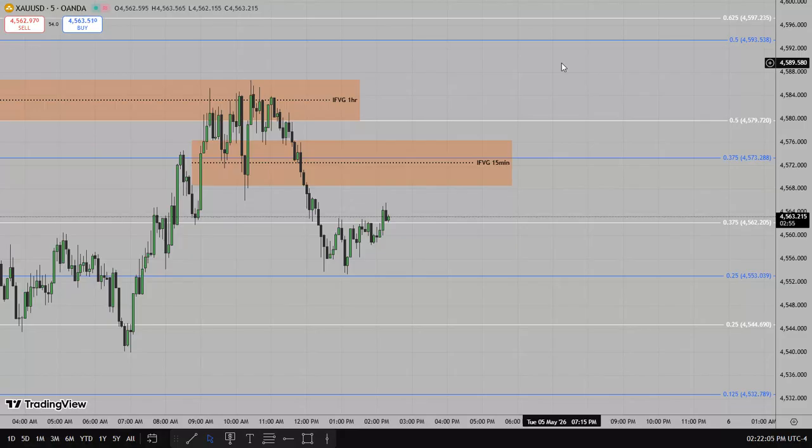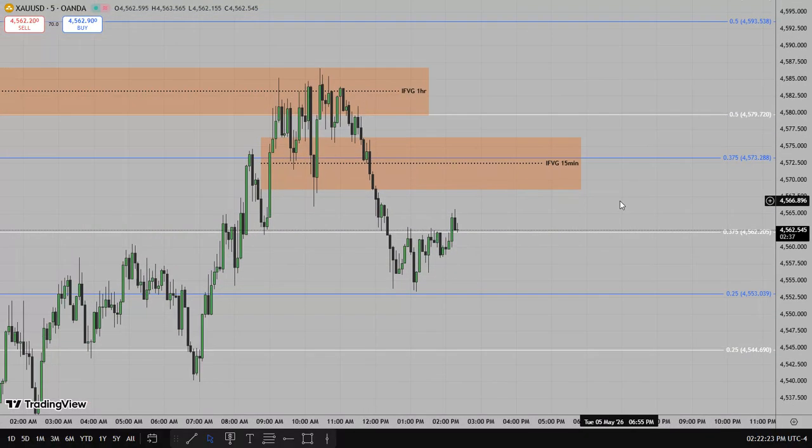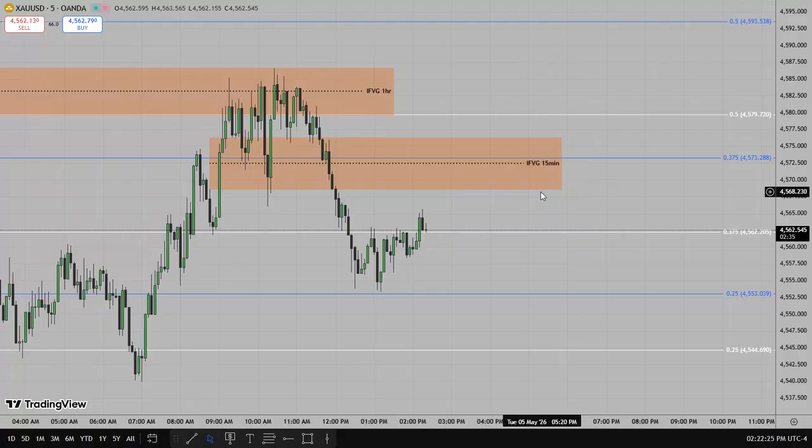So I have PD arrays that I use, and I grade these PD arrays using fib levels, and the most important level that I concentrate on is the consequent encroachment, and that is the equilibrium.